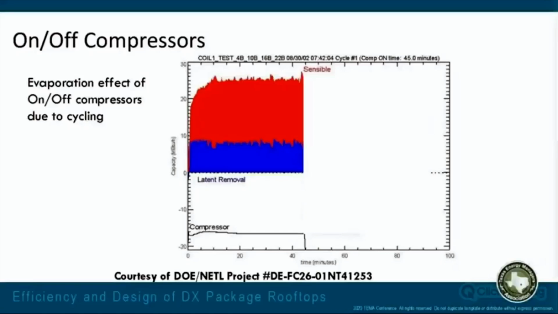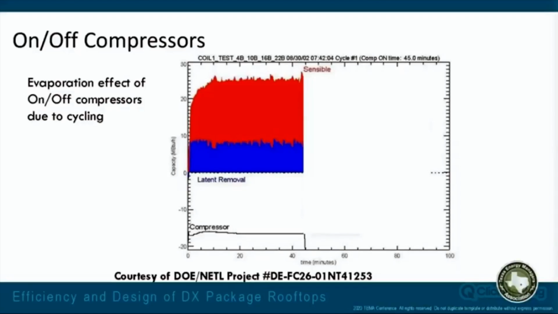One of the other challenges we're going to have with that constant volume system is we're using on-off compressors. And this was a chart done by the Department of Energy, and the first time I saw this was about 15 years ago. It looks at the evaporation effects of on-off compressors due to cycling. Right now we're showing the first 45 minutes of this test, and at time 0, the compressor is turned on.